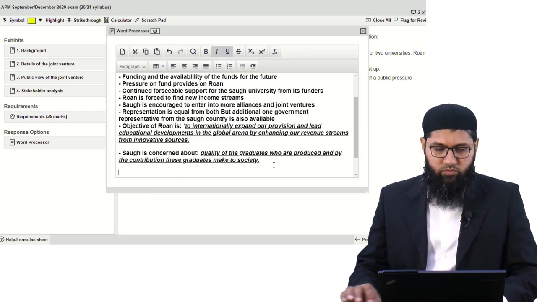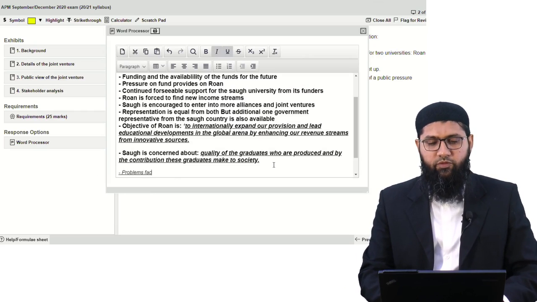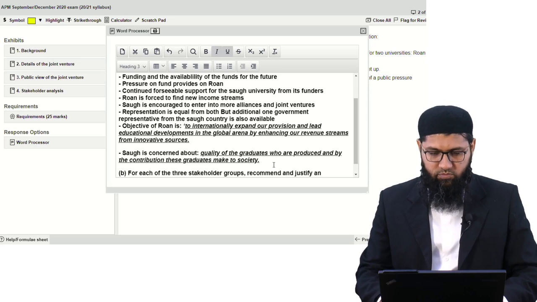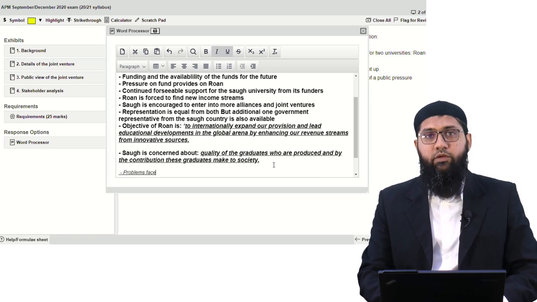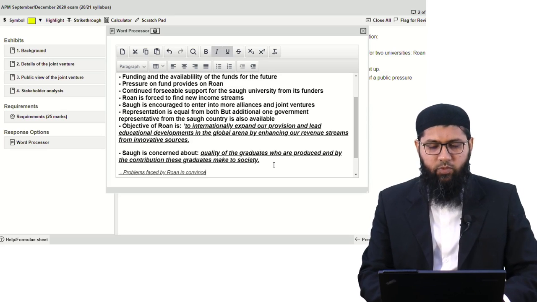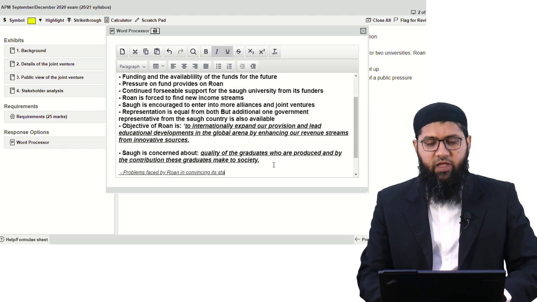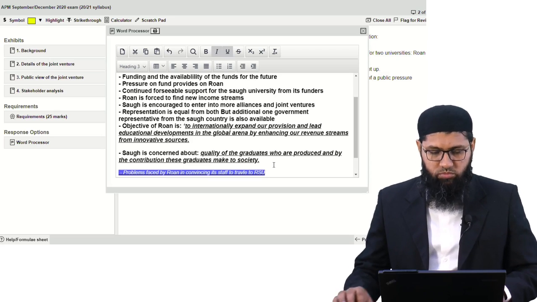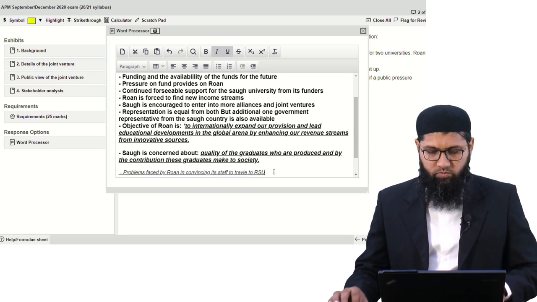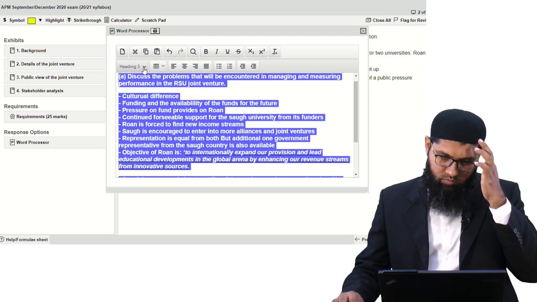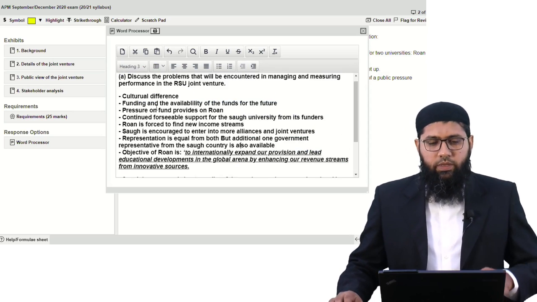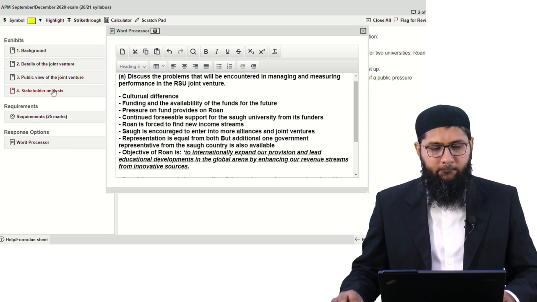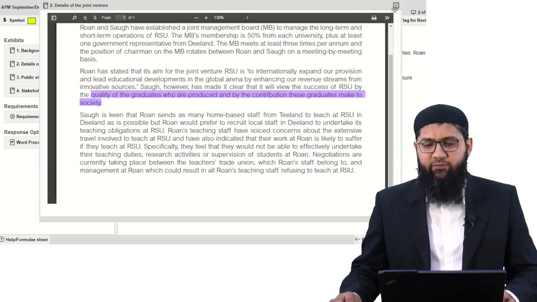So, the problems faced by Roan in convincing its staff to travel to RSU. Now, so this is all about the joint venture that we have got.